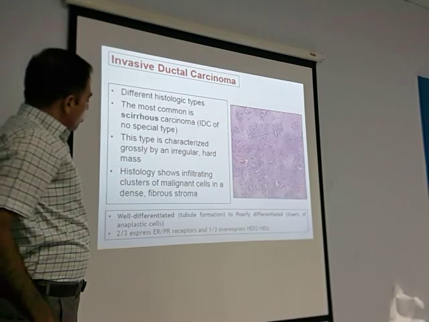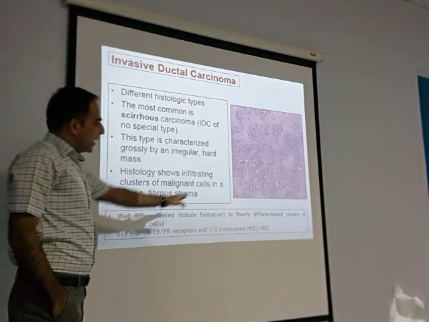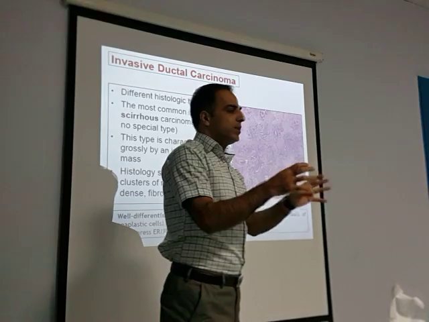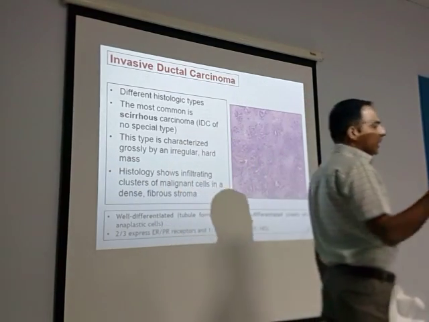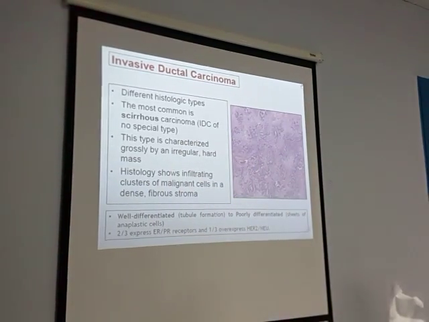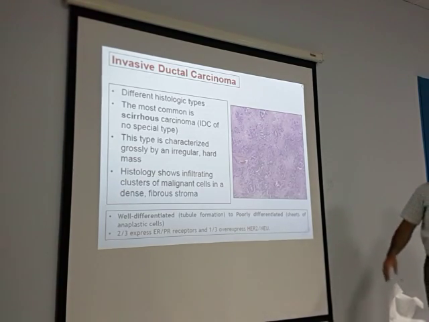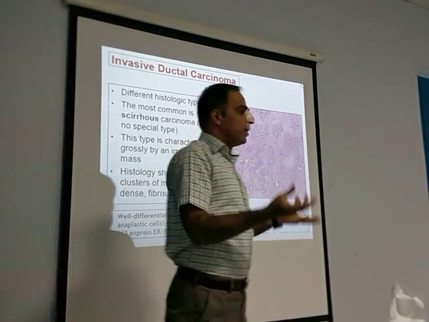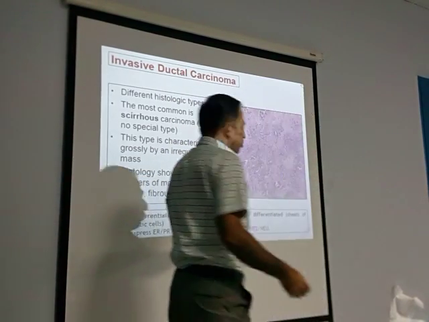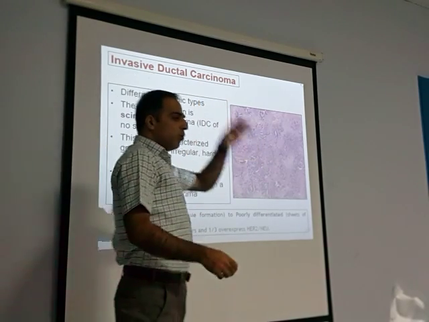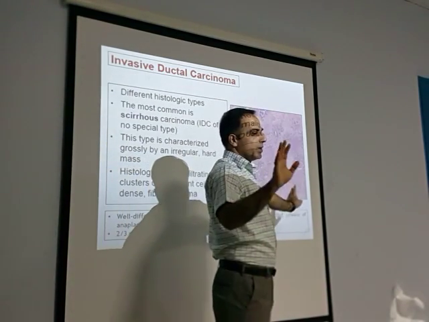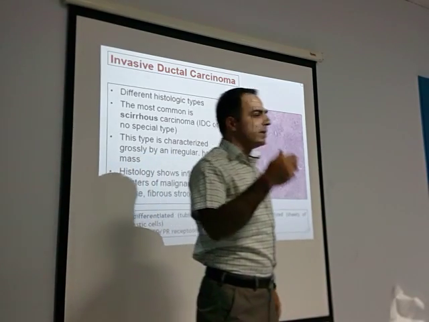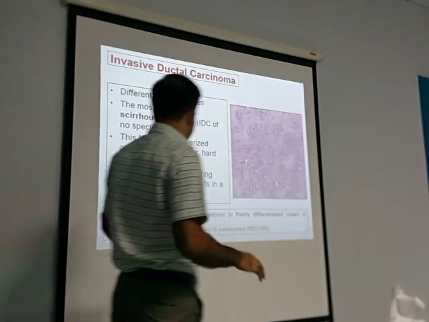Now, invasive ductal carcinoma can be well differentiated, moderately differentiated or poorly differentiated, depending upon the tubule formation. Three things are there: tubule formation, mitosis, and pleomorphism. If you find tubules, there is less pleomorphism and less mitosis, and we call it well differentiated. If you do not find tubules, or very few tubules, with more mitosis and more pleomorphism, it is poorly differentiated. This is called the Scarff-Bloom-Richardson system of grading, but I do not include it in this.